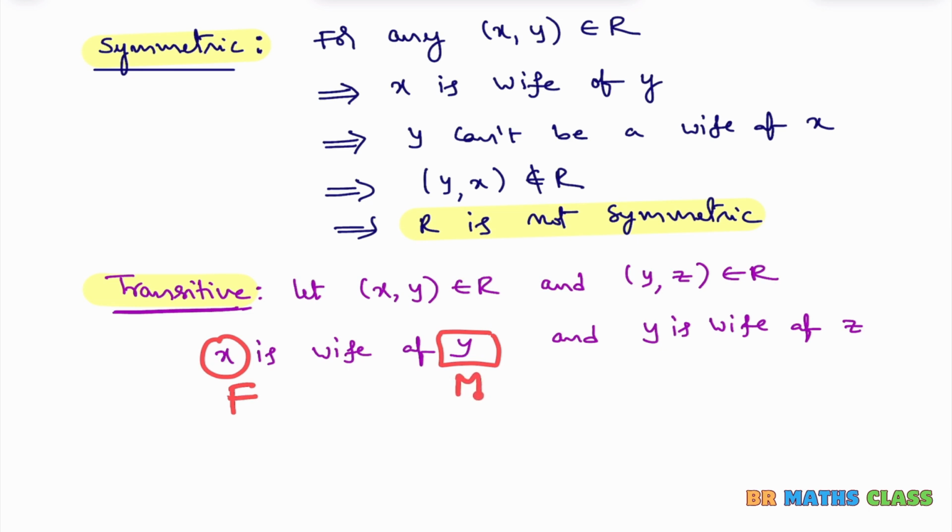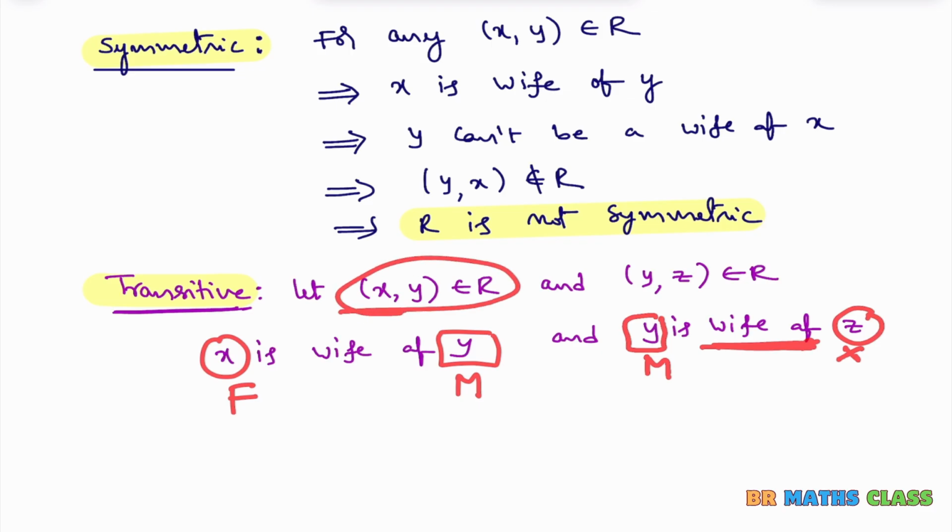Please observe this carefully. As y is male, is it possible that a male person is a wife of some person? This person may be anything. Here the question is, as y is male, is it possible that y is wife of someone? Y can be husband because y is a male person here. So what happened? The ordered pair x comma y comma z doesn't exist in the relation. You try to understand. If x comma y comma z exists, then only we look for x comma z.